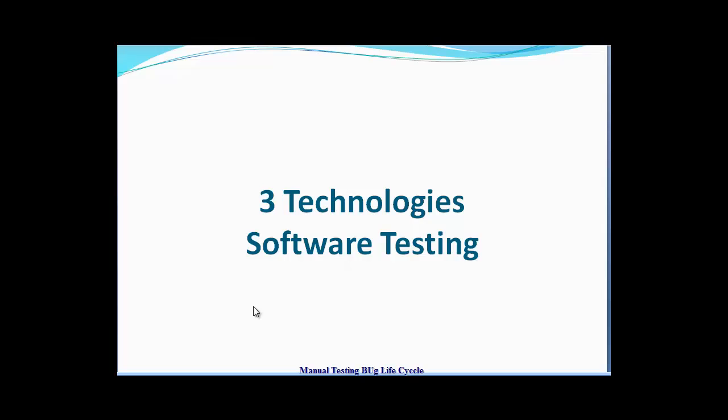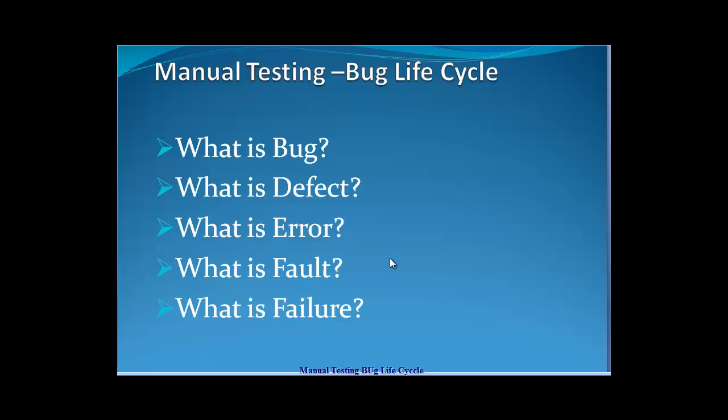Hi. So in this demo session we are going to discuss the defect life cycle. What is a defect, how to report a defect, and what are the different terminologies used while assigning a defect. In this slide, there are 5 points mentioned: what is a bug, what is a defect, what is an error, what is a fault, and what is a failure.